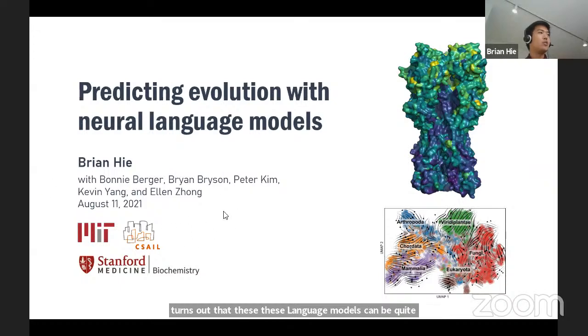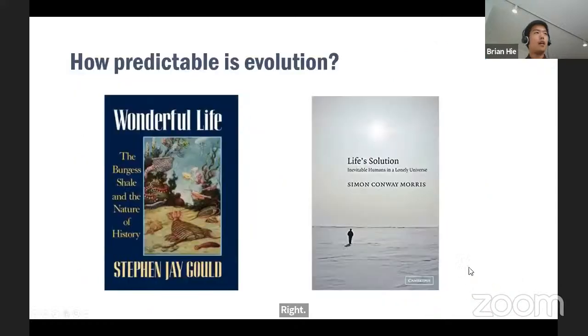This is joint work with some great co-authors, and was done at two different institutions, MIT, where I did my graduate work, and Stanford, where I'm currently a science fellow. All right, so let's get started.